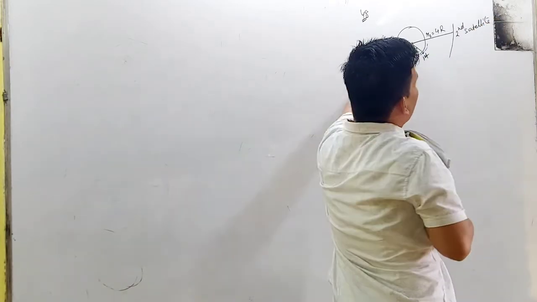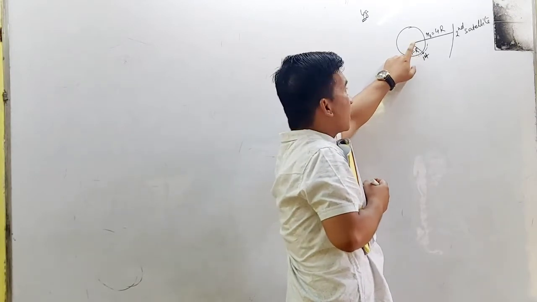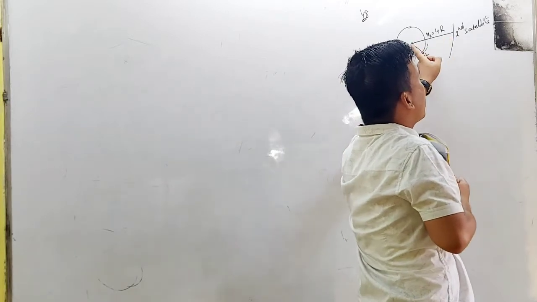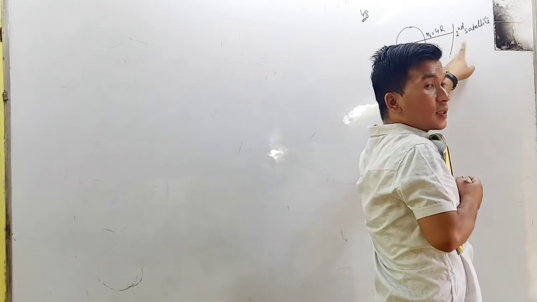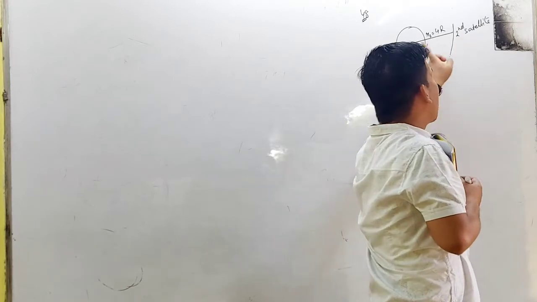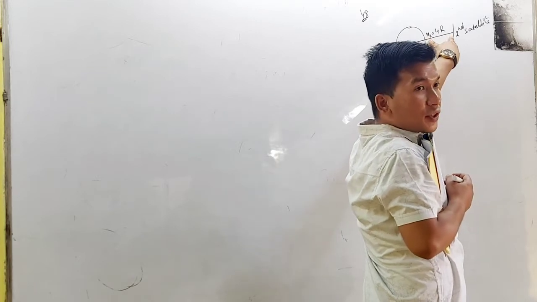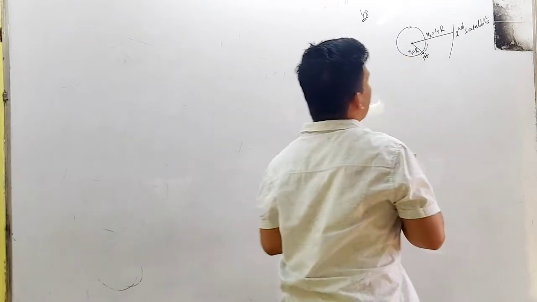The radius is capital R, so it is just above the Earth's surface. The other radius is 4R, very far from the Earth's surface. So the height will be 3R.